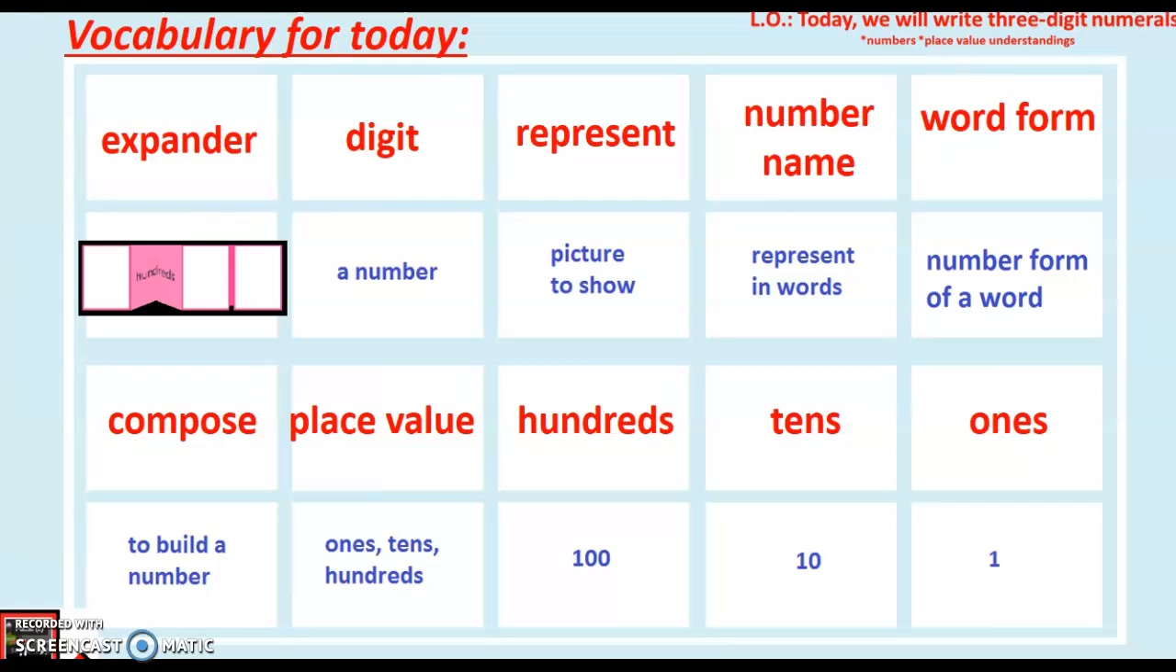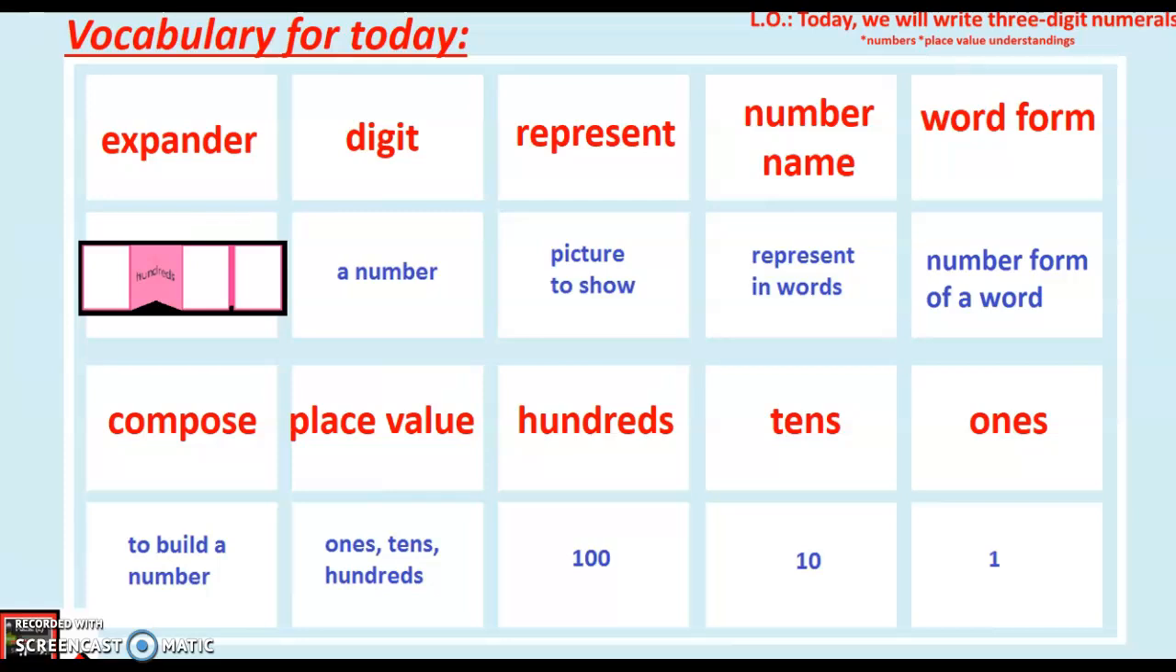Let's check. Expanded form, well, you're expanding that number, blank hundreds, blank tens, and blank ones. Digit, well, that means a number. Represent, pictures to show. Number name, well, we write the word of that number. Again, that's almost the same as word form. Compose, well, we're going to build a number. And then place value, it's ones, tens, hundreds.